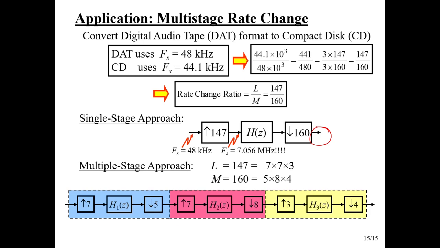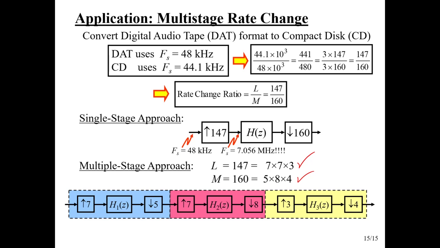And so here I've factored 147. Thankfully, it's not prime. Otherwise, I'd be in trouble. And so, maybe this was a choice of 44.1. 48 kilohertz was in existence, I think, when this was chosen. And so maybe that was chosen to allow a rational change between those with non-prime factors. So anyway, we factor this out and we factor this out.